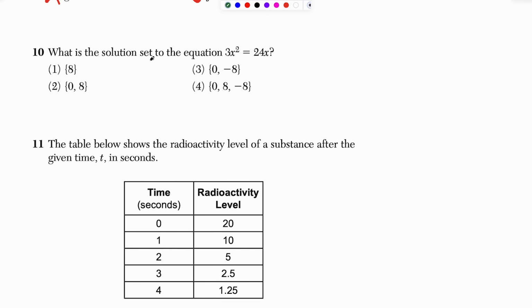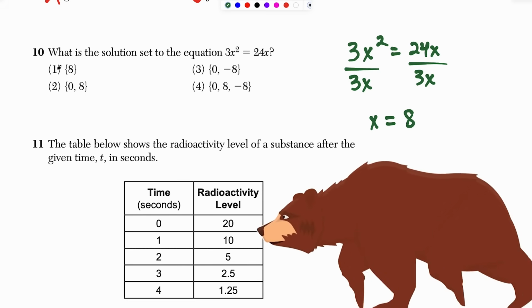Question 10, what is the solution set to the equation 3x squared equals 24x? So for something like this, when we have 3x squared equals 24x, there's one thing you have to be very careful of. I see students do something like this all the time. They say, oh, let me divide both sides by 3x. And then on the left side, you get x equals. And on the right side, 24x divided by 3x, they say is 8. And they go ahead and they choose choice 1.